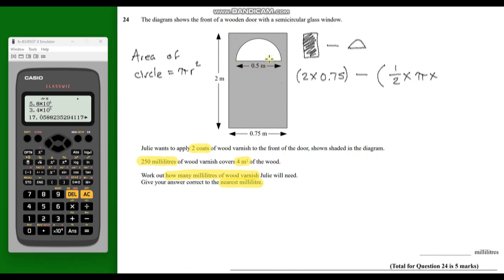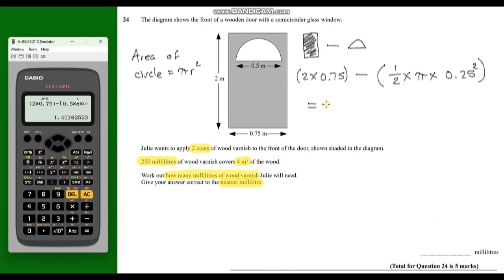Now be really careful, because our radius is not 0.5. That's our diameter. Our radius is 0.25 because we need to half this. So it's going to be 0.25 squared. So let's put all of this into the calculator. We've got 2 times 0.75. That's the area of the rectangle. And we're going to subtract the area of the semicircle. So that's 0.5 times pi times 0.25 squared. Close brackets. And we get this answer here.